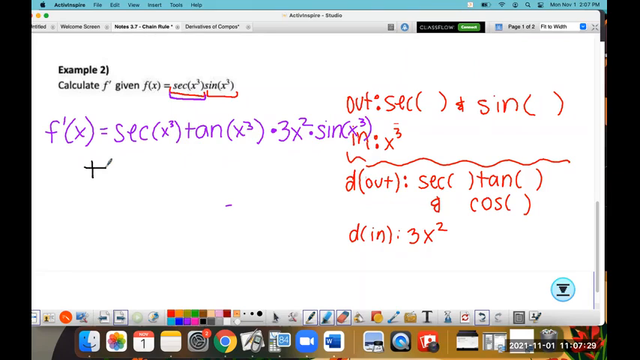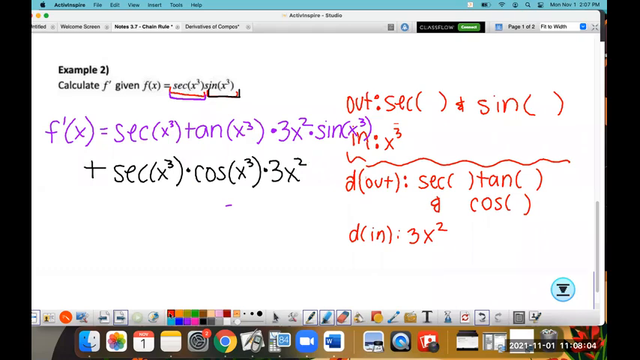Plus, yep, plain secant x cubed times the derivative of that, sine x cubed. What's the derivative of sine x cubed? 3x squared cosine x cubed. I'm going to write it backwards and then I'll write it the forwards way later: cosine x cubed times 3x squared. Perfect. So cosine is the derivative of the outside, sine, and 3x squared is the derivative of the inside. We okay with all this?